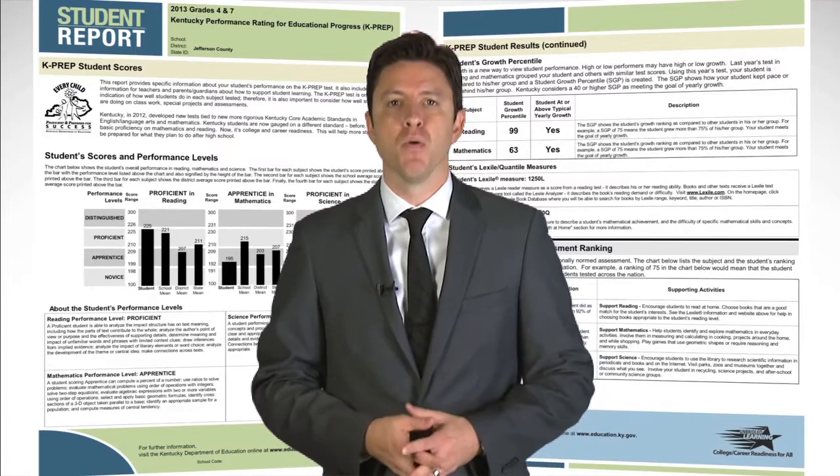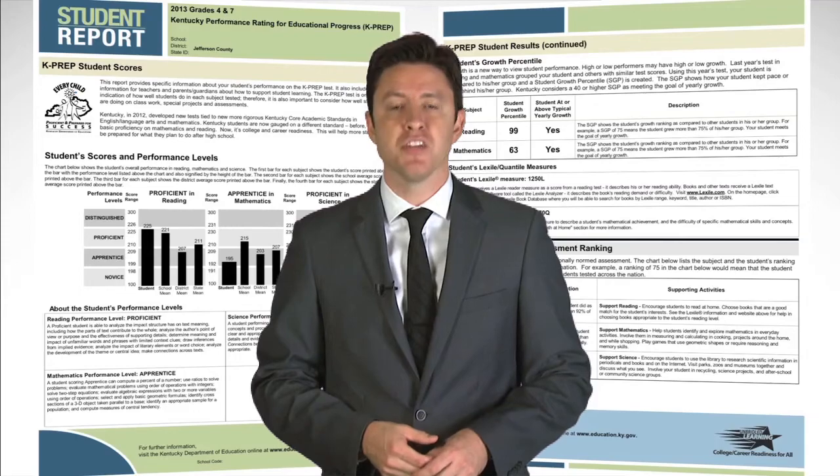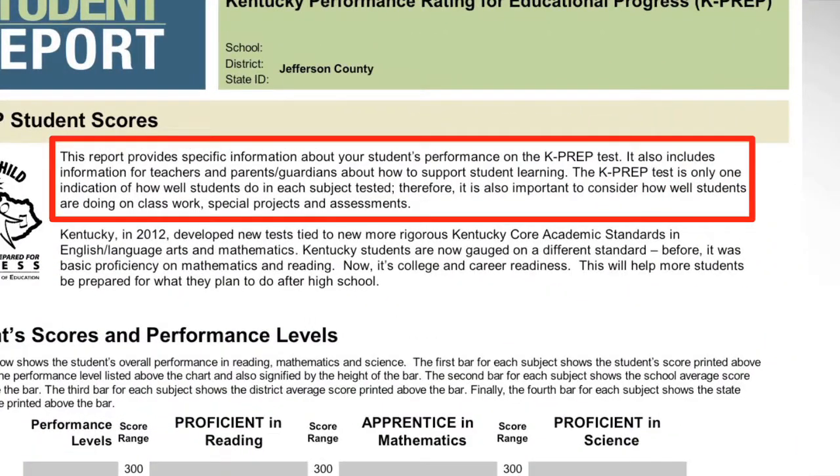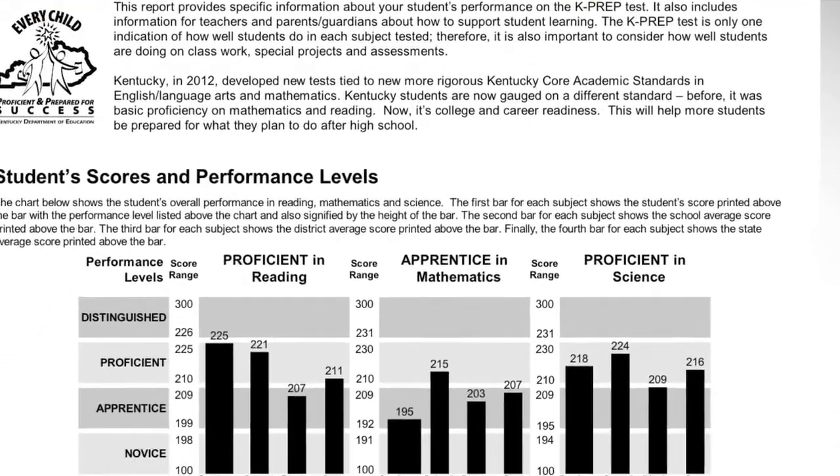At the top of each report for the Kentucky Performance Rating for Educational Progress, or KPREP, is an explanation of how the standards have been raised, as well as a reminder that the results you're about to see are only one data point, and that in order to determine how successful your student is, you should also consider how they're doing with classwork, projects, and other assessments.